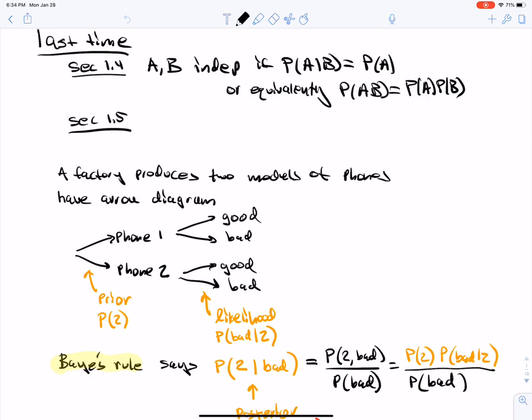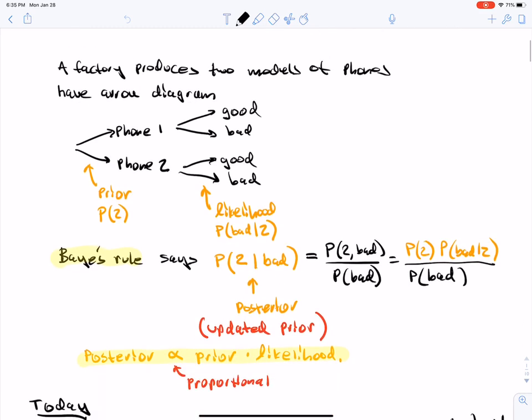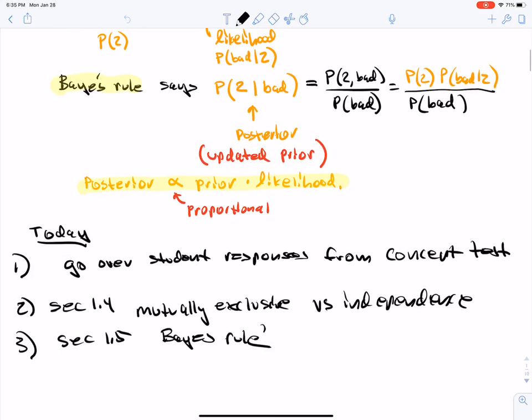It's a conditional probability. It's the probability that you're bad, conditioned, for example, on having phone 2. And Bayes' rule gives you a formula for the posterior in terms of the prior and the likelihood. It's the prior times the likelihood divided by a constant. And so we can write that the posterior is proportional to the prior times the likelihood.